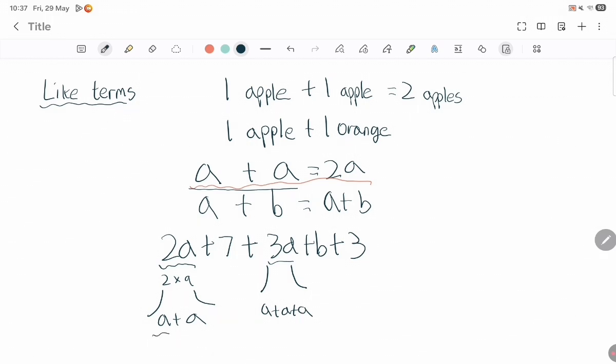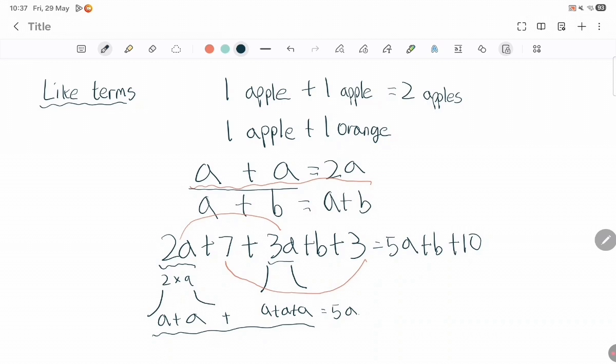So now we are trying to add them. That basically means we are going to get 5a, right? So these two, we can add these two, and then these two as well. These two are like terms. So what do we get? 2a plus 3a, 5a plus b plus 10.